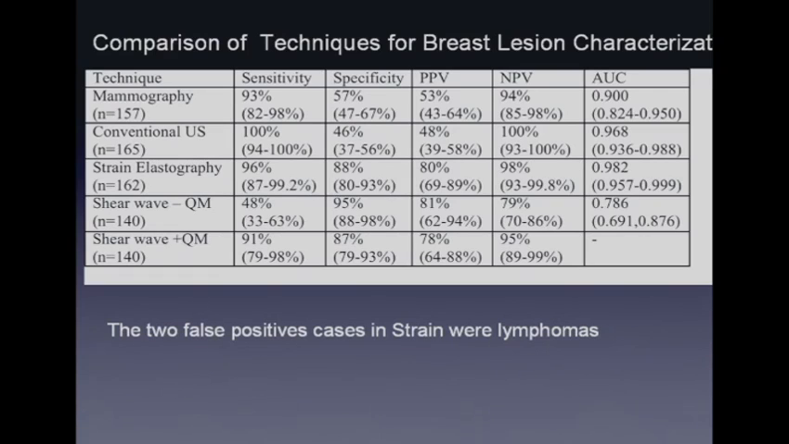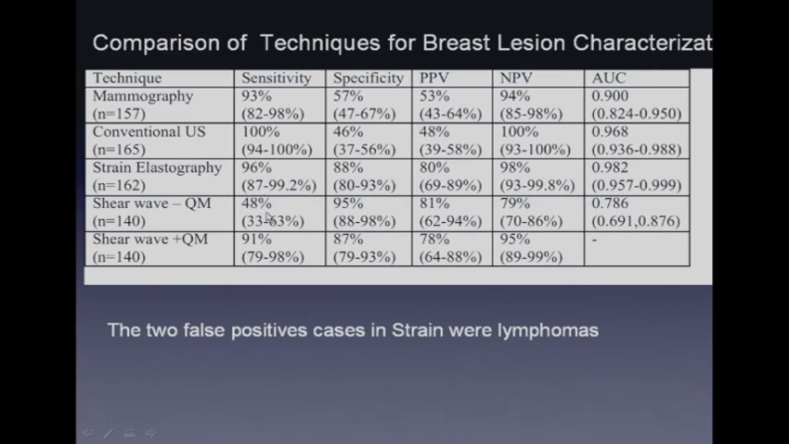This table summarizes the results of the study, comparing our results with mammography, conventional ultrasound, strain imaging, shear wave imaging without the use of the quality measure, and shear wave imaging with the use of the quality measure. What I'd like you to look at is that our strain imaging had a very high sensitivity and specificity. If we had eliminated the 2 lymphomas and looked at only primary breast cancers, our sensitivity would have been 100%, and our area under the curve would have been 100%.